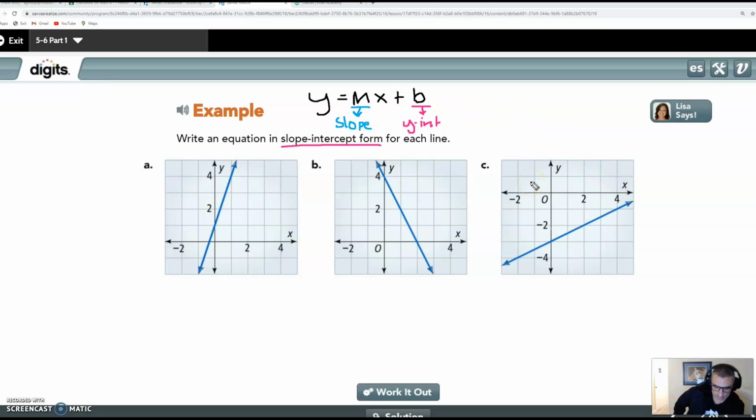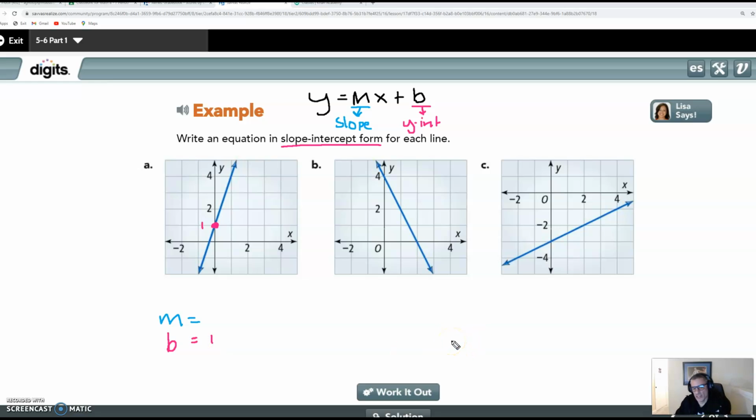All right, so let's take a look at graph A. I need to figure out 2 things about this graph. I need to figure out what is the slope, and I need to figure out what is the y-intercept. And if I know those 2 things, then I can just plug them in for m and b and I'll have my equation. I always start with the y-intercept because the y-intercept is easy. Just look, where does the blue line cross the y-axis? For graph A, it crosses right here at 1, so b is equal to 1.